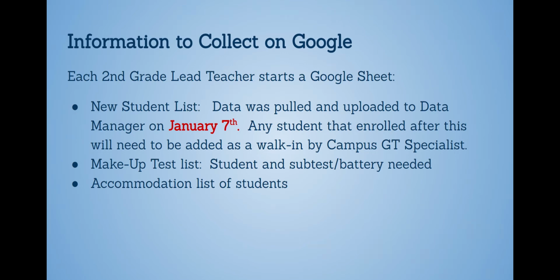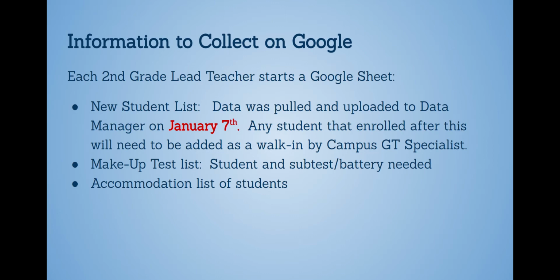And if you can collect all these names on one sheet in Google, that will make it easier for the specialist to keep track of who needs to be added. On this Google Sheet, you would also want to consider having a tab for students who need to take a makeup test. So on this, you might list something like the student, the homeroom teacher, and the test, either the subtest or the battery that they need.